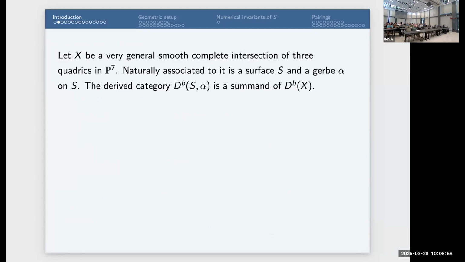Naturally associated to it is a surface S, a double cover, which I'll describe momentarily. It's basically what I just said in the earlier example. We take the net of quadrics, and to each of these quadrics, we assign two things, the two rulings on it, giving a double cover branched over a curve in the plane, this surface S. We'll describe the Brauer class alpha in a minute. Look at the derived category for the pair S, alpha. It's known as a summand of the derived category of X.